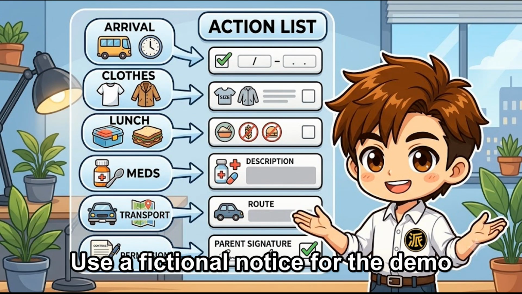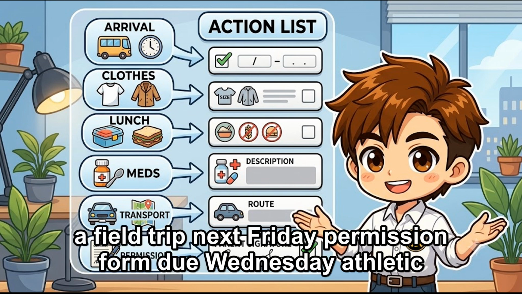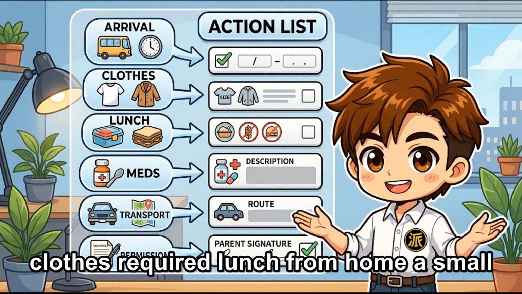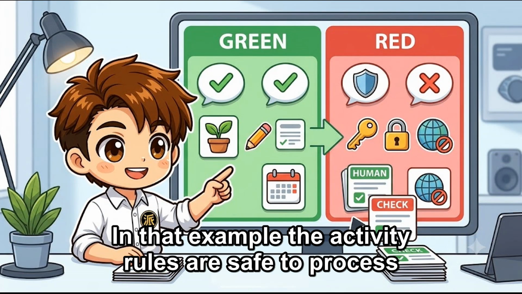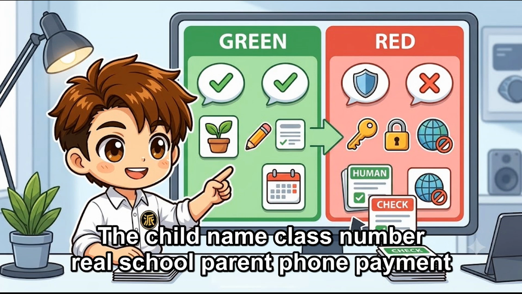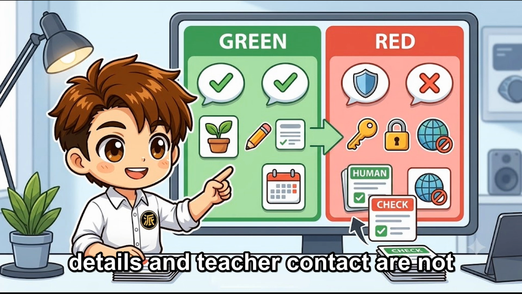Use a fictional notice for the demo: a field trip next Friday, permission form due Wednesday, athletic clothes required, lunch from home, a small materials fee, and allergy or motion sickness notes sent to the teacher. In that example, the activity rules are safe to process. The child name, class number, real school, parent phone, payment details, and teacher contact are not.